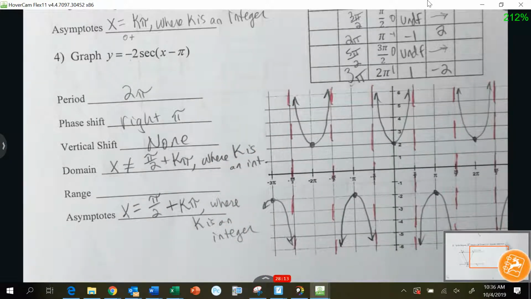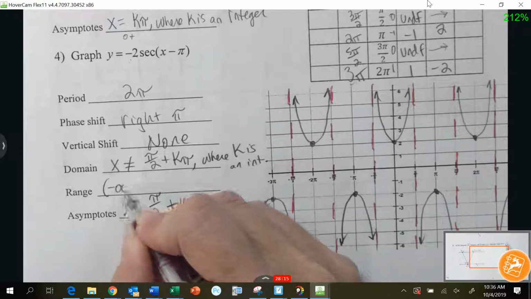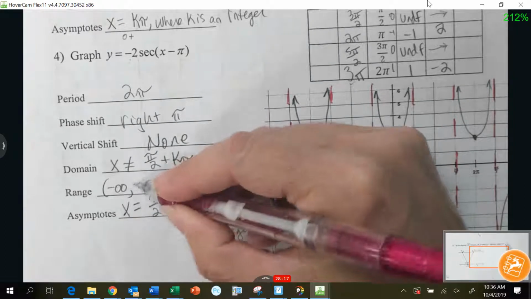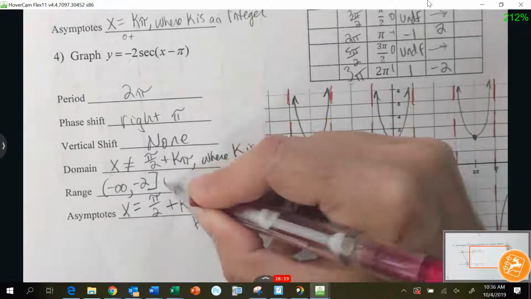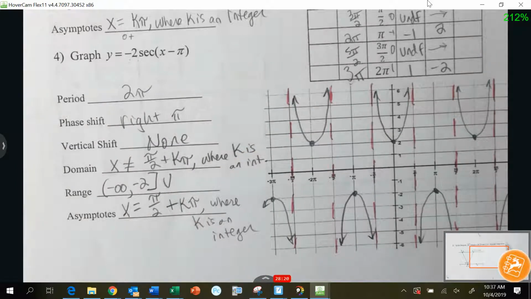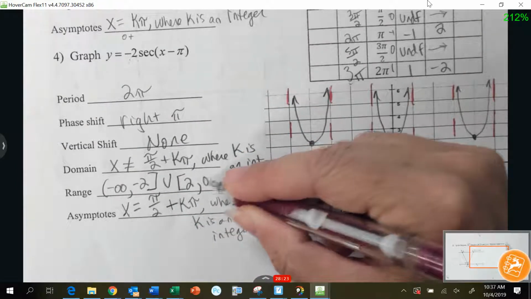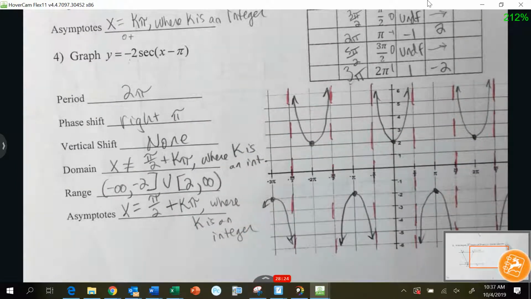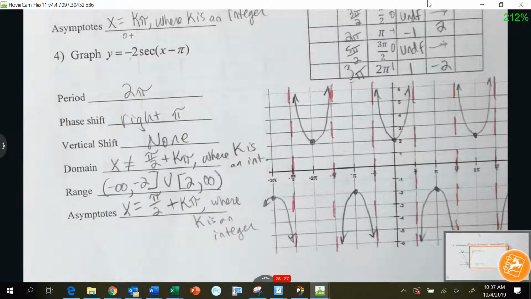And then range, it's going to start at -infinity. We're going to go all the way up to -2, put a bracket. Union, we're going to start at 2, and we're going to go up to +infinity and put a parenthesis. Because we have 2 pieces, it skips over this.